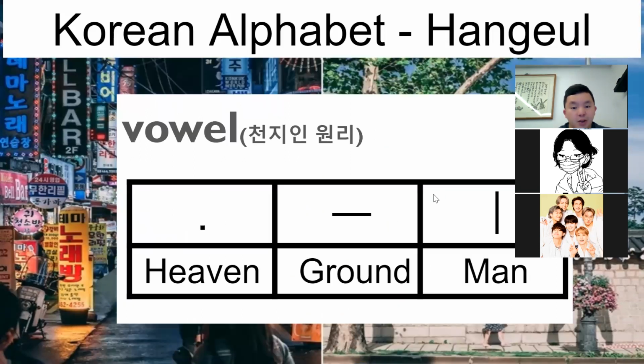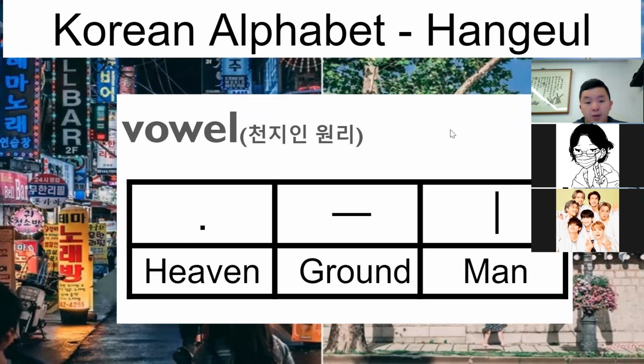Okay, next slide. The interesting part is that when you're writing the vowels, you need to be careful because of those three things. What I put as the meaning at the bottom, like heaven, ground, man, is based on Chinese, let me put that as a kind of linguistic Chinese theology.